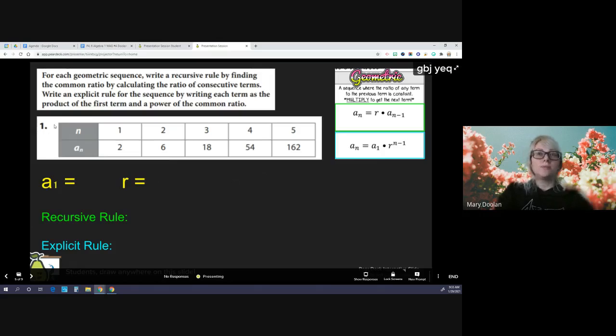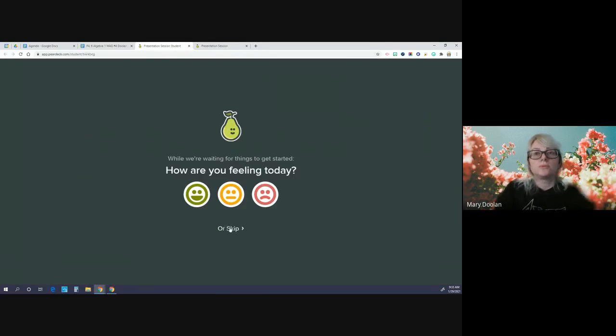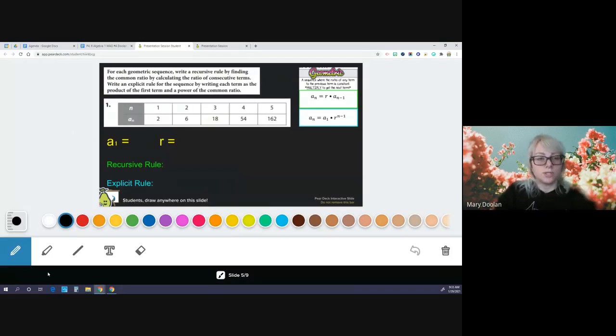And so anytime you're going to write one of these two rules, you want to figure out what is the first term in the sequence, a sub 1. That means what is the first term in the sequence? And you also want to figure out what is the common ratio. Once you have these two pieces of information, then you're just plugging into the formulas to write the two rules. So I am going to show you how to do this. We're going to do this together.